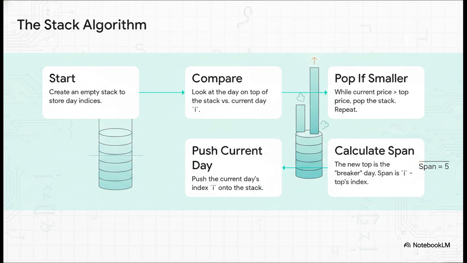We keep popping off these now useless days until the day on top has a price that's actually higher than our current day's price. That day, that's our streak breaker. We calculate the span and then, for the final step, we push our current day onto the stack. It now sits there, waiting to see if it will be the streak breaker for some day in the future.